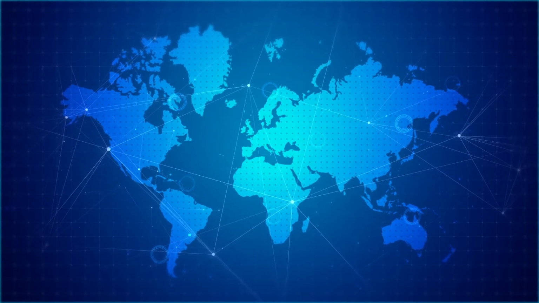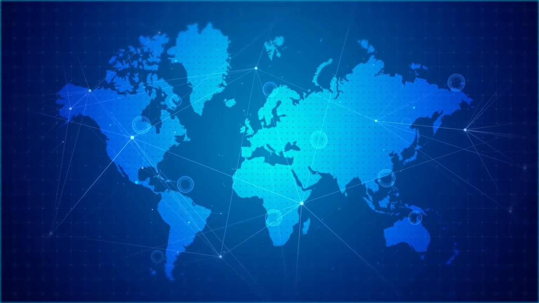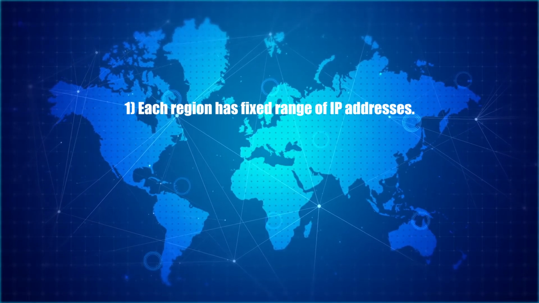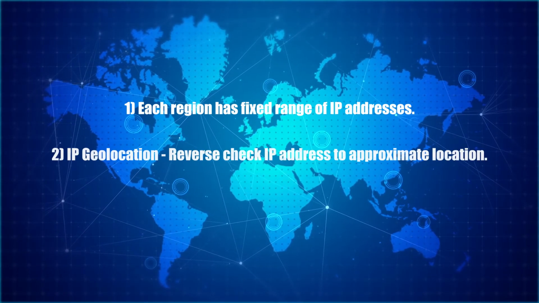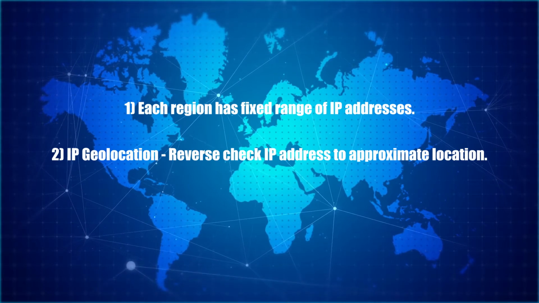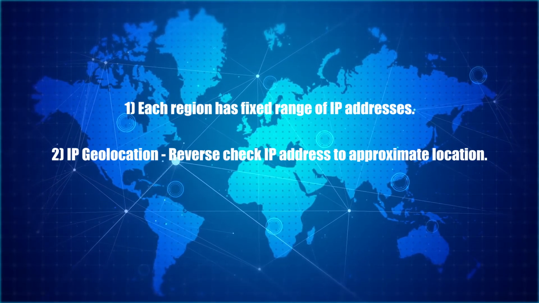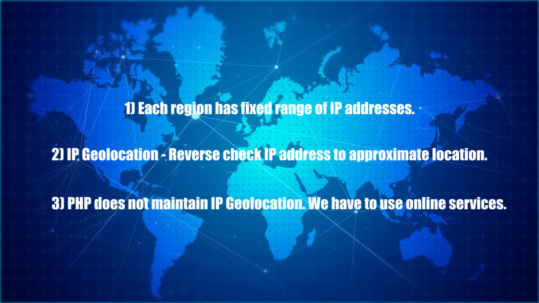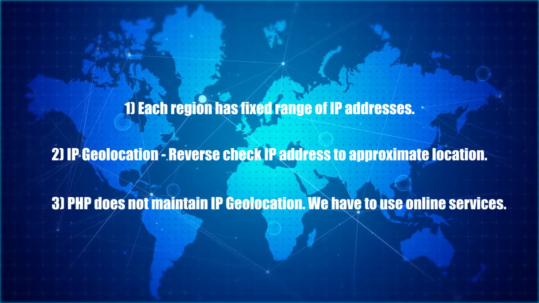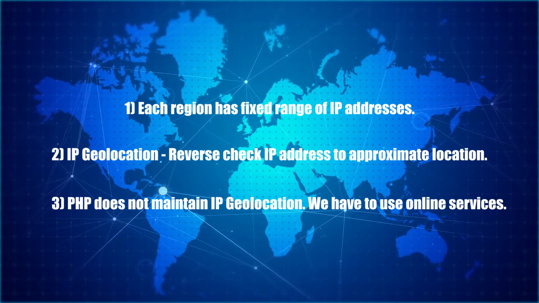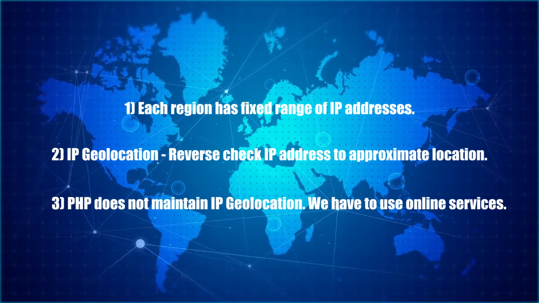Alright, let us start with a real quick explanation on the IP address. Each region has its own specific range of IP addresses. We can reverse check an IP address to get the approximate physical location. This is called IP geolocation. PHP does not maintain a list of IP geolocations. So in this example, we will use an online service called IP Geolocation.